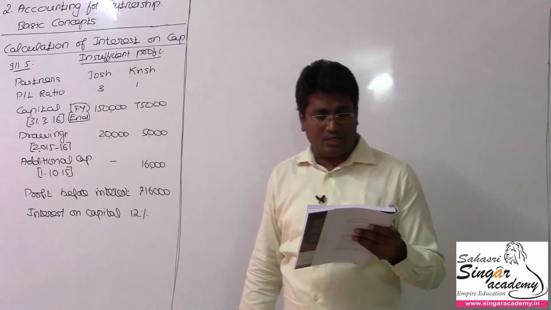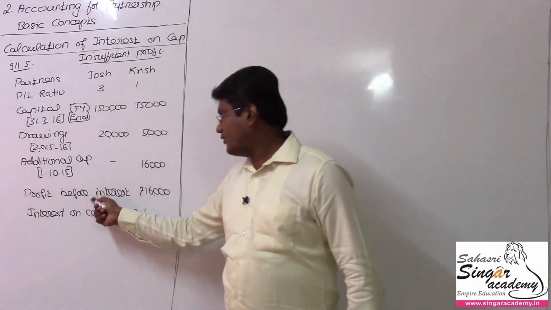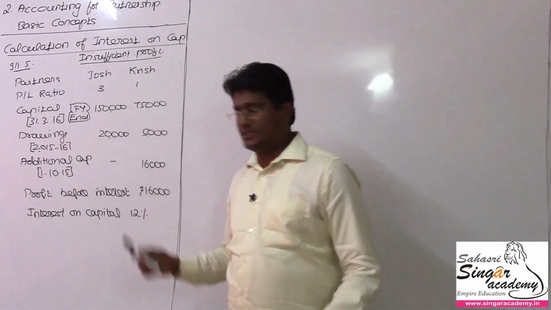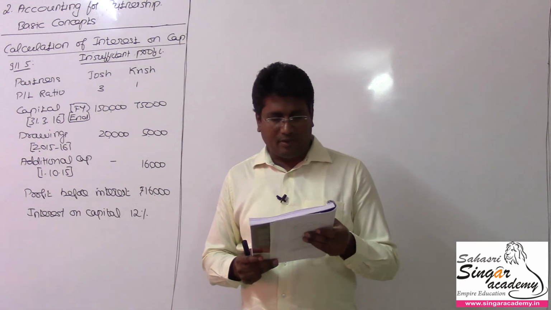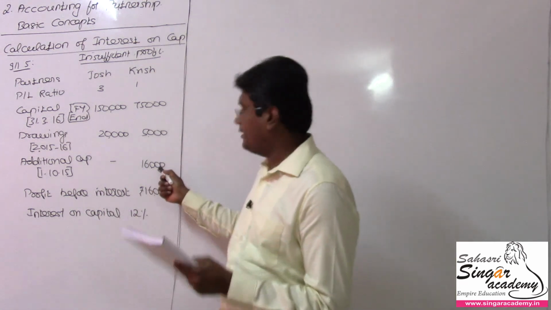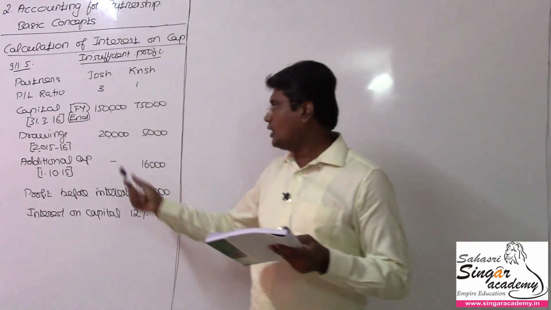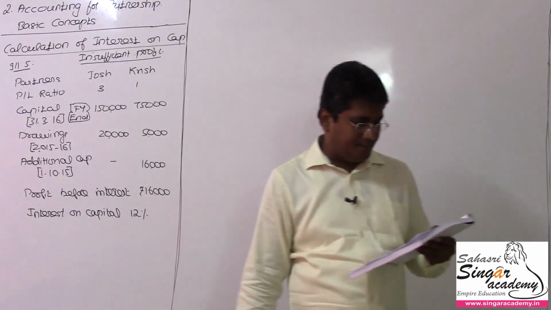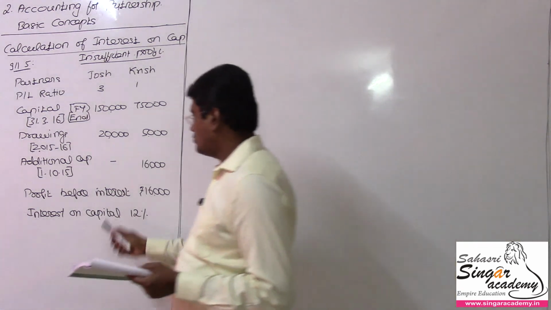Profit before charging interest on capital for the year is 16,000. Krish had brought additional capital of rupees 16,000 on October 1, 2015. The additional capital is introduced only by Krish, and that too happened only on 1st October 2015. Calculate interest on capital at the rate of 12% per annum for the year 2015-16.